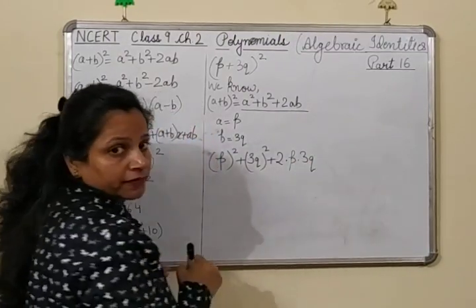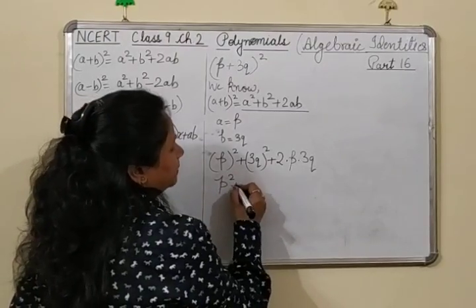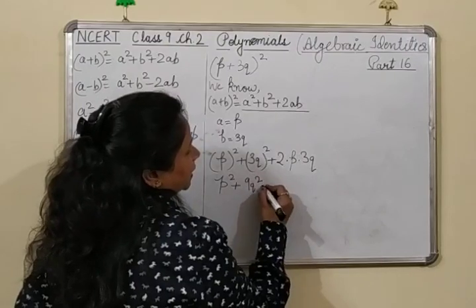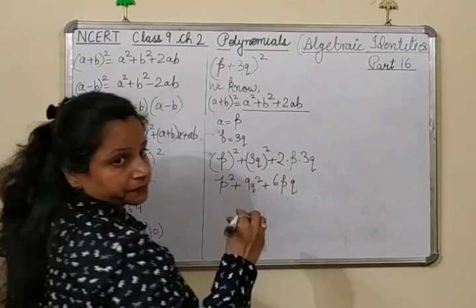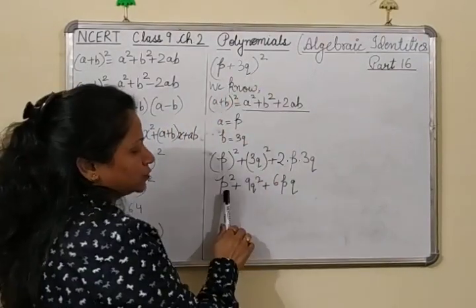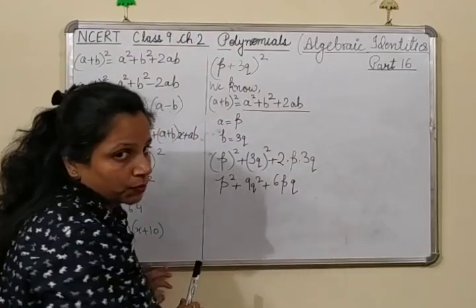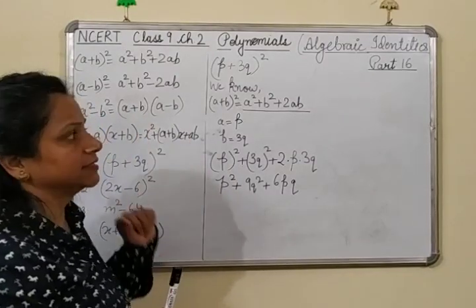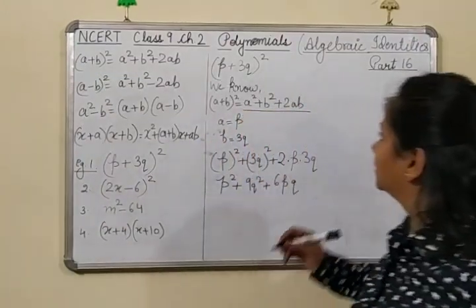3q. Am I clear? Then p square is p square, plus (3q) square will be 9q square, plus 2 threes are 6pq. We have got this identity. (p plus 3q) whole square is equal to p square plus 9q square plus 6pq. Clear? This is the example for identity first. Right? Now let us take the second example.